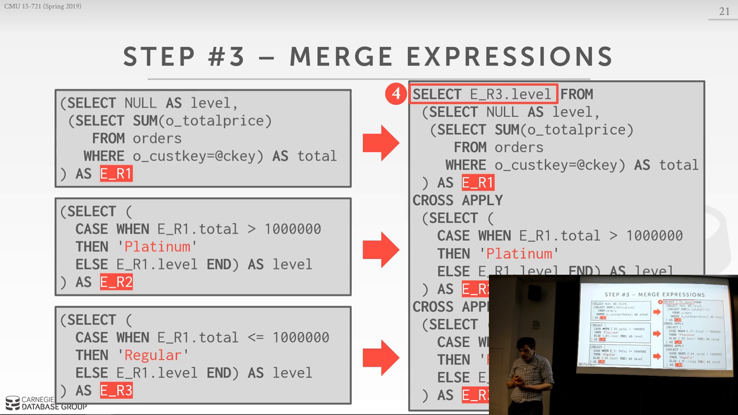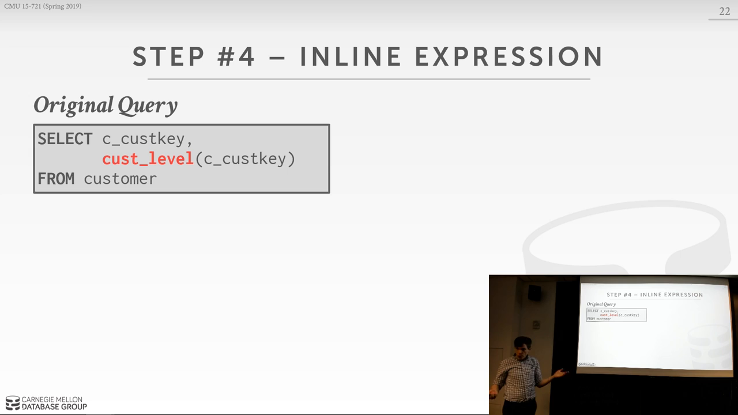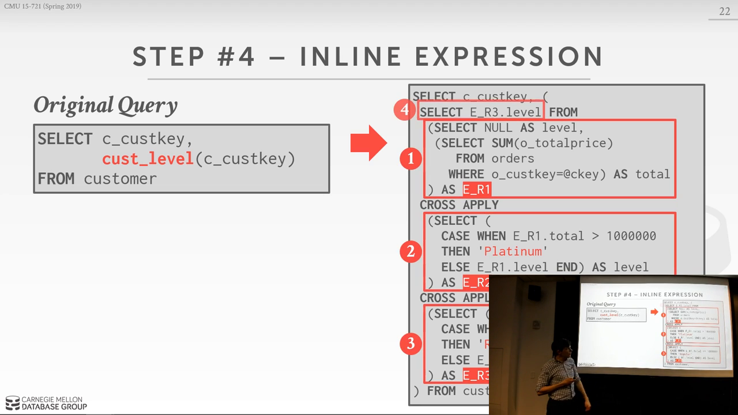All right. So now that we have this giant SQL statement, we can inline it into our original query. Our original query was, for every single customer, compute their customer level. So we just want to replace this thing here with the query I showed in the last slide, treating that as a nested query or subquery. We just plop it inside, and again you see all the different regions inside of it.